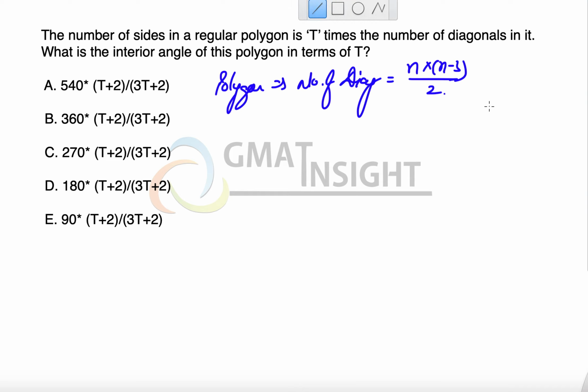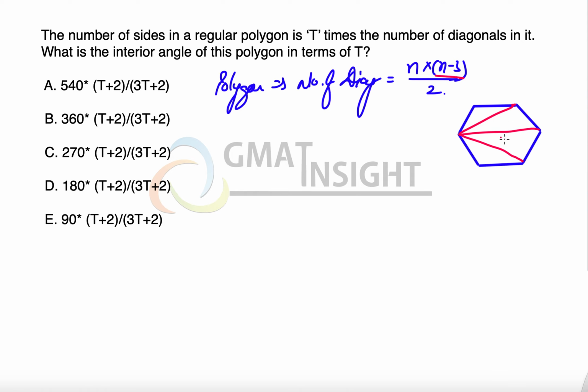For example, if I take a case of a regular 6-sided polygon, right? So from every point we can see that we can draw 3 diagonals, 1, 2 and 3. So from every point we can draw 3 diagonals because we have a 6-sided polygon. Had it been a 5-sided polygon, then we could have drawn only 2 such diagonals. So for an n-sided polygon there are n minus 3 diagonals, and from every point we can draw an equal number of diagonals, so we multiply it by n.